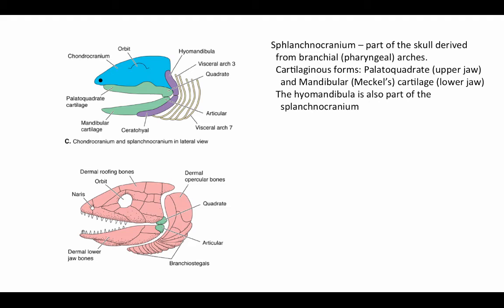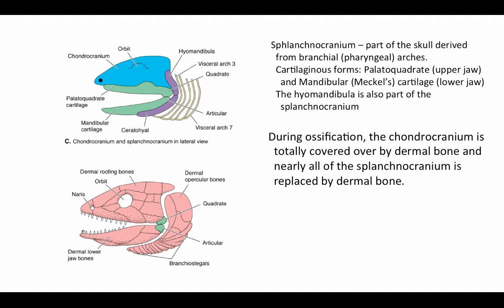And those are the definitive jaw in chondrichthyans, so cartilaginous fish, continue to have those structures. And then the hyomandibula is, of course, also part of the Splanchnic Cranium. During ossification, the Contra Cranium, remember we just said, is totally covered over by dermal bone. But the Splanchnic Cranium is almost completely replaced. It's not just covered over, but it actually replaces most of the bone of the Splanchnic Cranium.